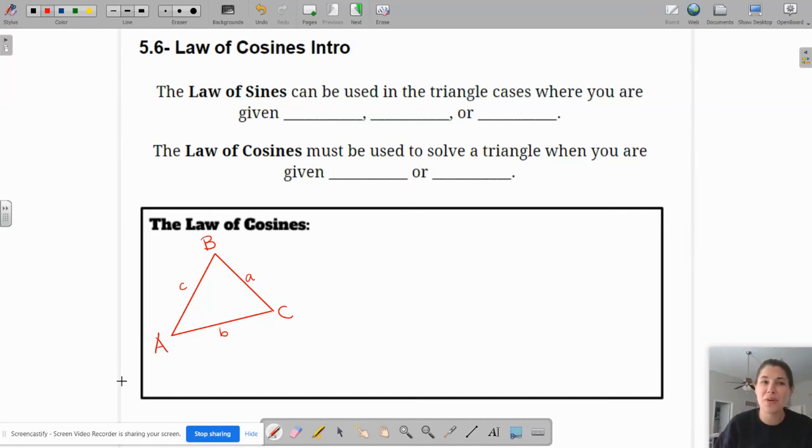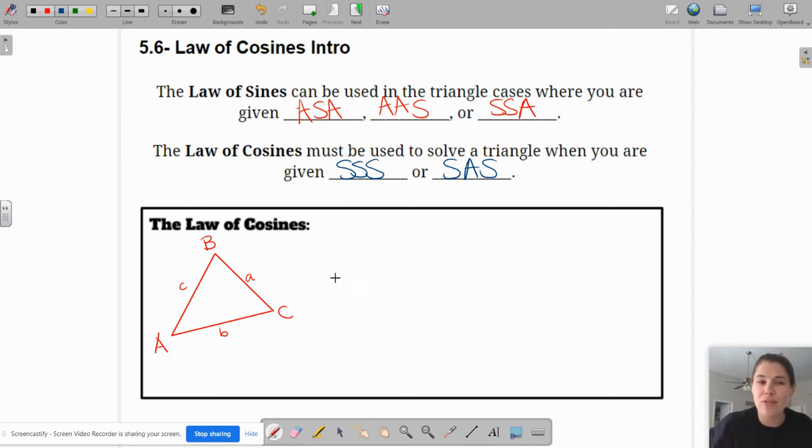Hey guys, today we're going to talk about the law of cosines, since last week you learned about the law of sines. Just as a little refresher, we use the law of sines when we were given either angle, side, angle, angle, angle, side, or side, side, angle. So the leftover cases that we need to talk about are if you are given all three sides, so side, side, side, or if you are given side, angle, side, meaning you're given two sides and then the angle in between them.